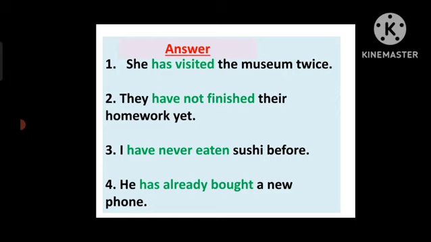Next one is they have not finished. They is plural. That's the reason we use have. And the third form of finish is finished. Third one is I have never eaten. With I we always use have. And the third form of eat is eaten.